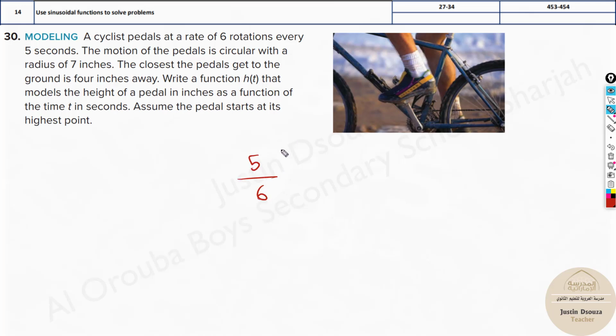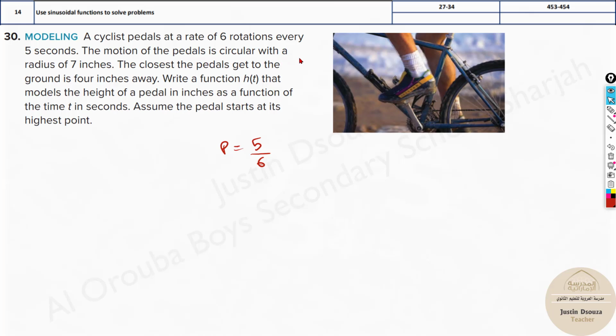5 by 6. Always remember this. Seconds will be on top. In the previous video itself, we had a question with 1 by 30 or something. In 1 second, there are 30 rotations. Same way over here, there are 5 seconds, 6 rotations. That is how we write the period. Directly write the period, it's 5 by 6: seconds divided by the number of times you're rotating. In 5 seconds, so many rotations are happening.